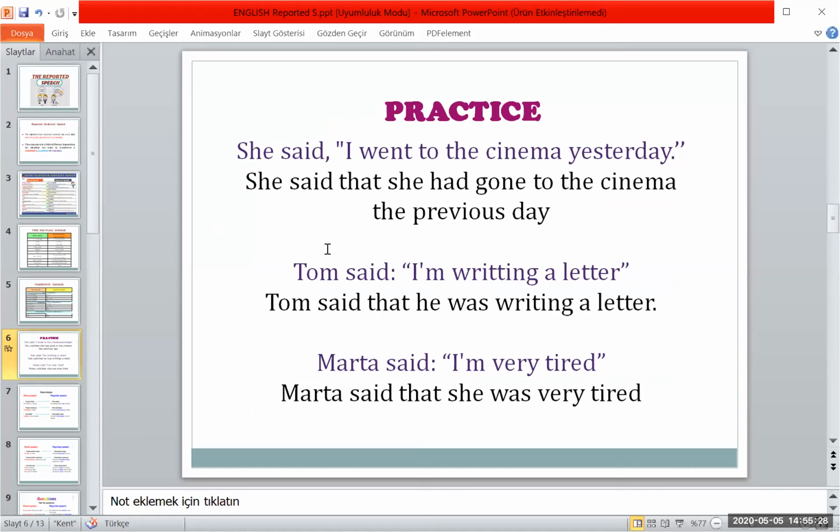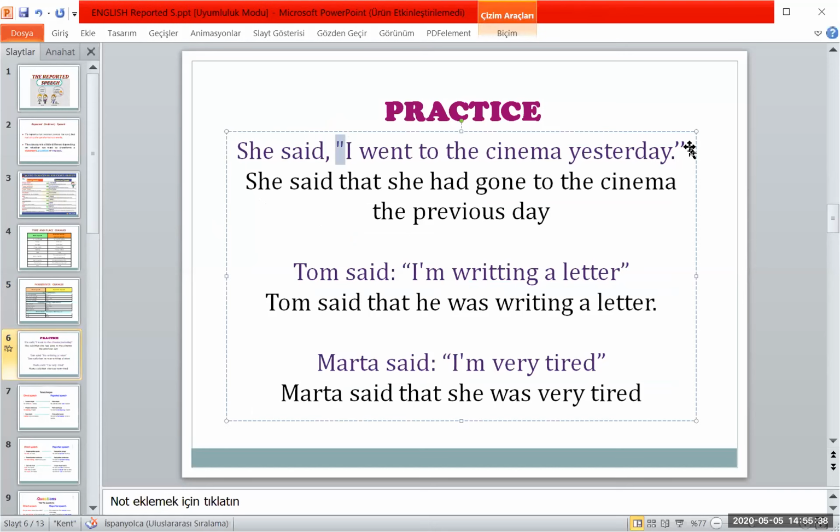Better to use the pen while making the changes for you to see closer. She said that, or she said, as you see, in quotation marks. Why quotation marks? It marks that it is the original sentence to be reported. She said, "I went to the cinema yesterday."